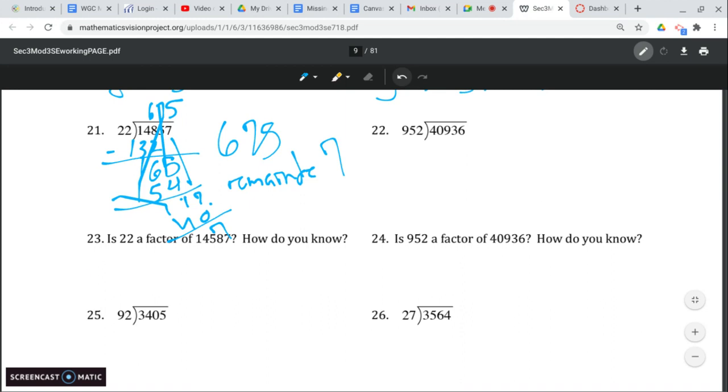No, it's not. There was a remainder. So anytime there's a remainder, the answer to the question just below it will be no. So you're doing a lot of long division on this. Your keyword is division. Division.